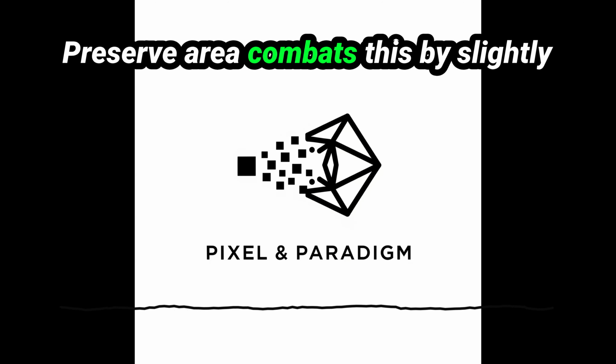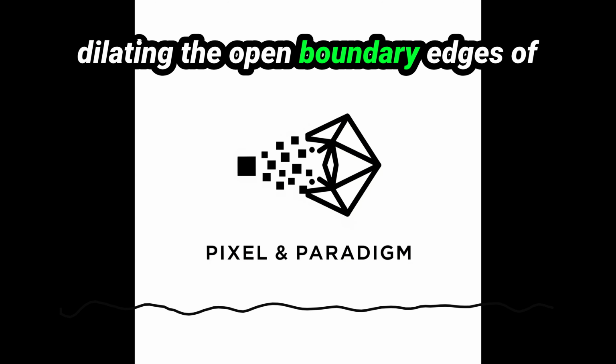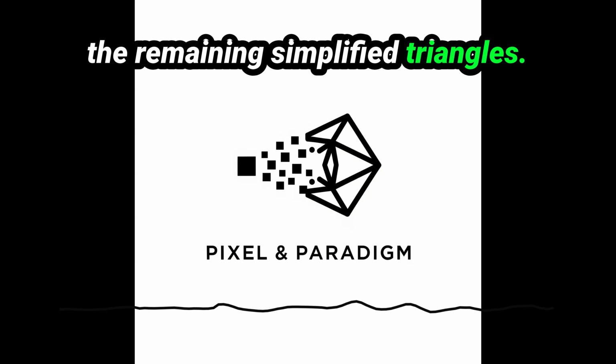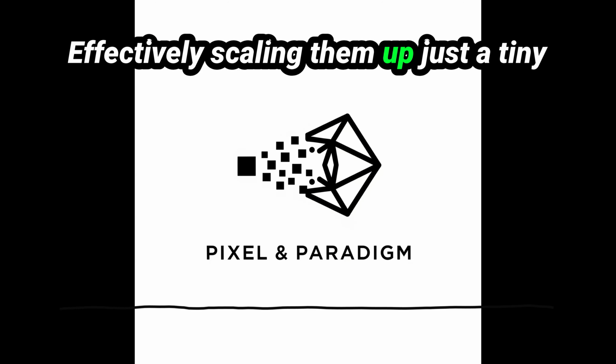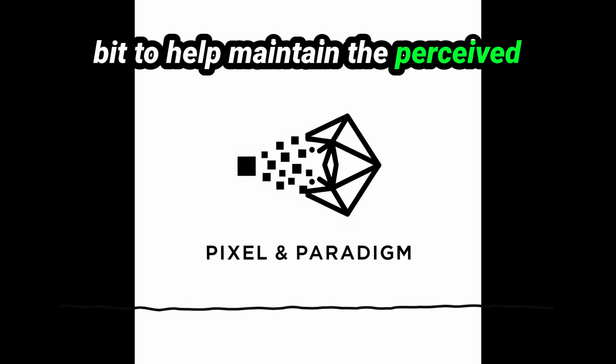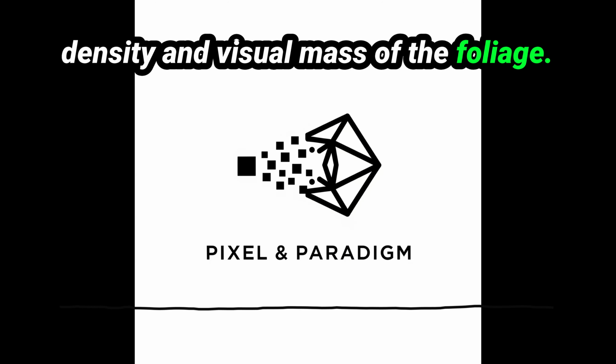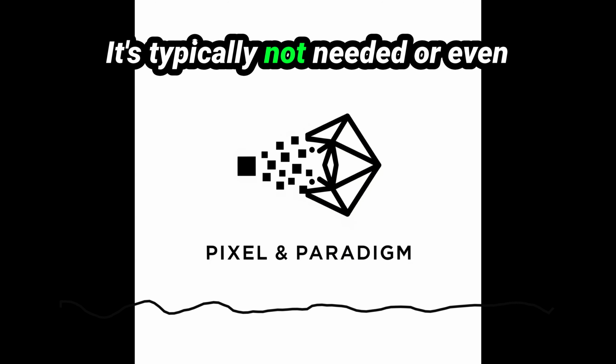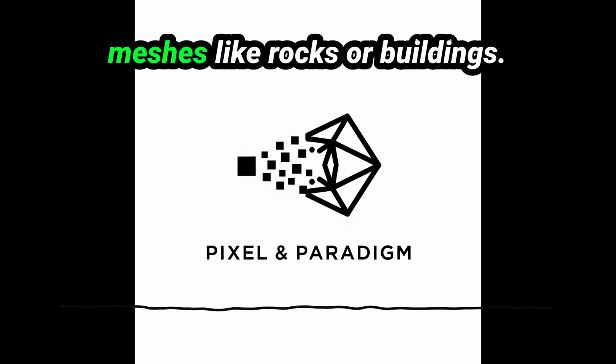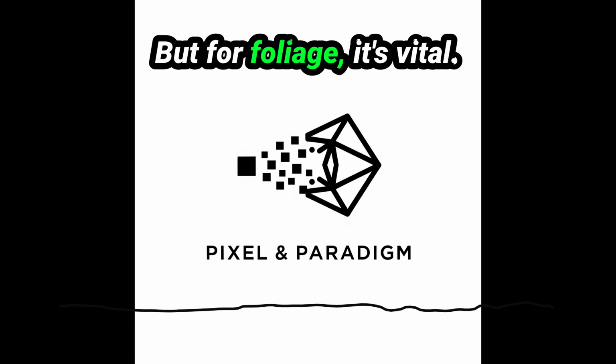Preserve Area combats this by slightly dilating the open boundary edges of the remaining simplified triangles, effectively scaling them up just a tiny bit to help maintain the perceived density and visual mass of the foliage at distance. It's typically not needed or even desirable for other types of meshes like rocks or buildings, but for foliage, it's vital.